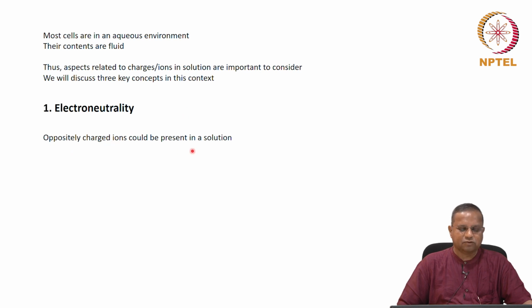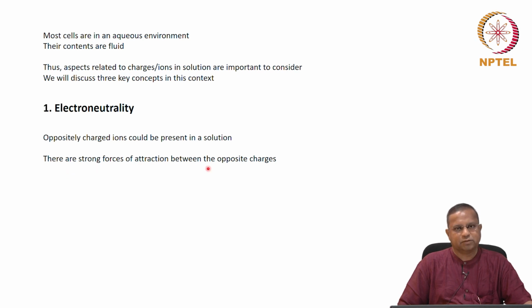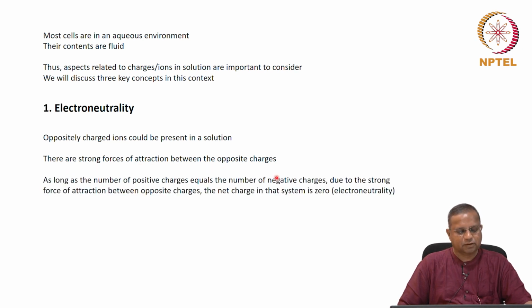Oppositely charged ions could be present in solution, of course. You have a solution of KCl, a very typical electrolyte. You have K plus and Cl minus ions that are present there. So oppositely charged ions could be present in a solution. There are strong forces of attraction between these opposite charges. And as long as the number of positive charges equals the number of negative charges, due to the strong force of attraction between the opposite charges, the net charge in that system is zero.